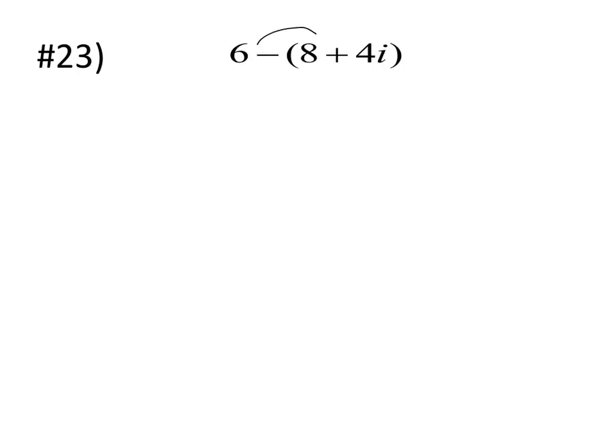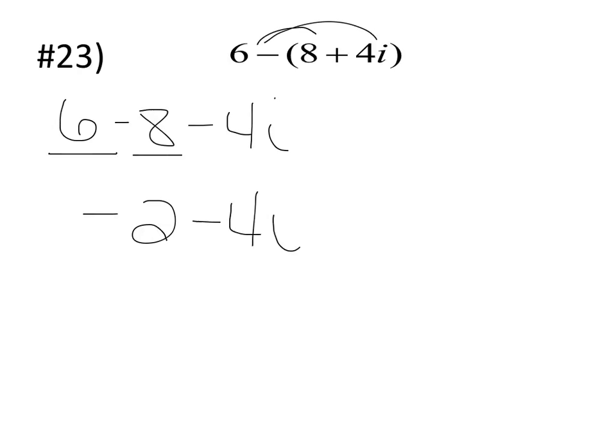All right, now here you'll also have to distribute the negative. So it's 6 minus 8 minus 4i. Negative times a positive is a negative. Combine your like terms. 6 minus 8 is negative 2, and then just bring down your minus 4i. And that's your final answer there.